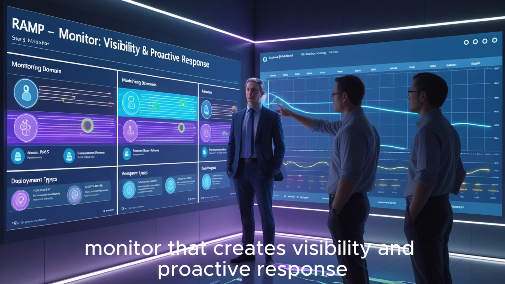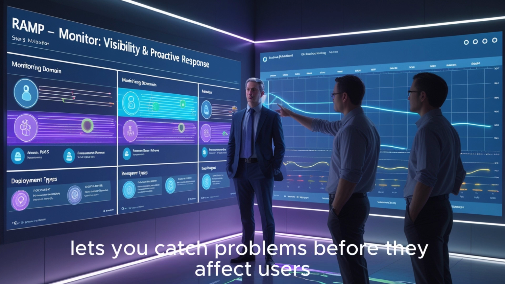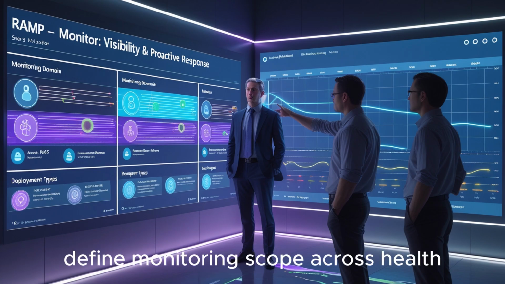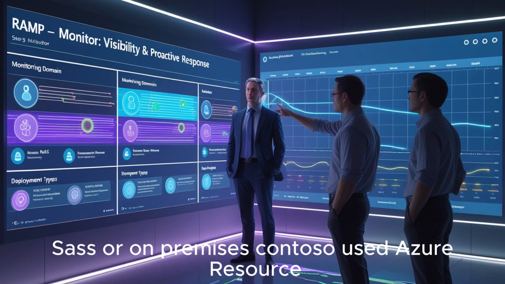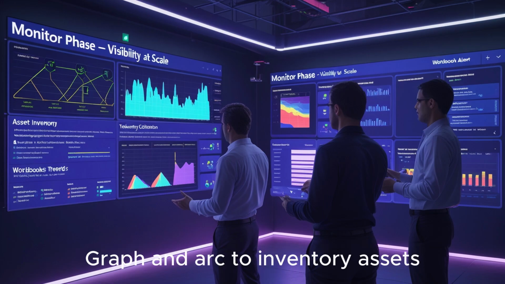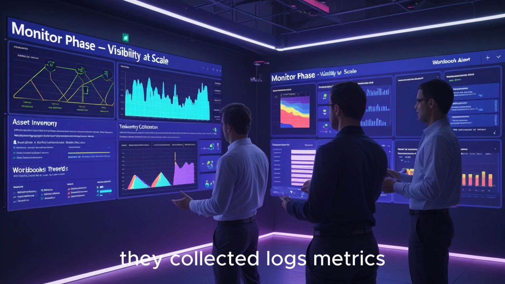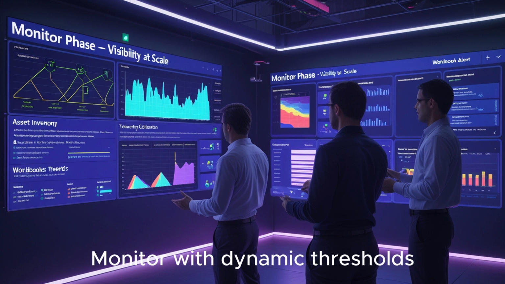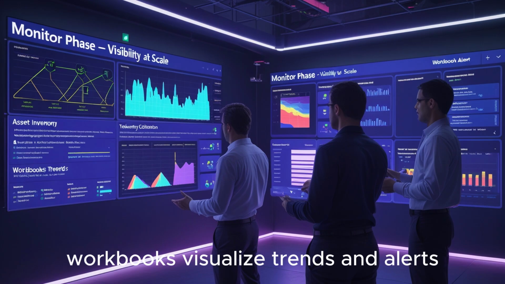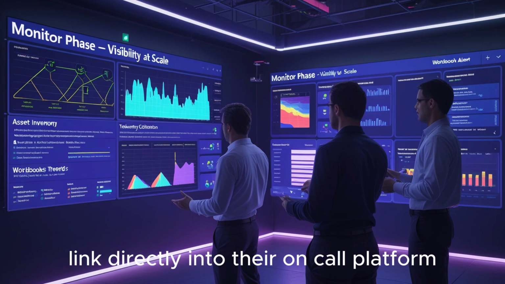Step 3. Monitor, which creates visibility and proactive response. Effective monitoring lets you catch problems before they affect users. Define monitoring scope across health, security, compliance, cost, data, runtime, OS, and resource control plane. Depending on IaaS, PaaS, SaaS, or on-premises, Contoso used Azure Resource Graph and Arc to inventory assets. They collected logs, metrics, and configured alert rules in Azure Monitor with dynamic thresholds. Workbooks visualize trends, and alerts link directly into their on-call platform.